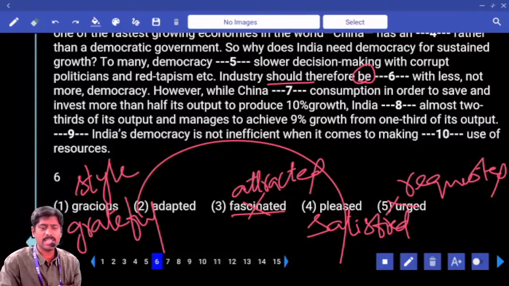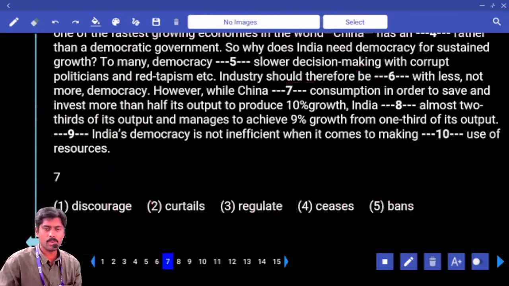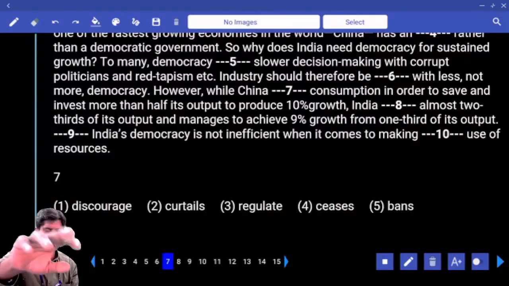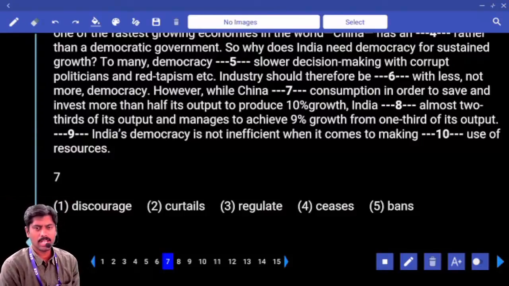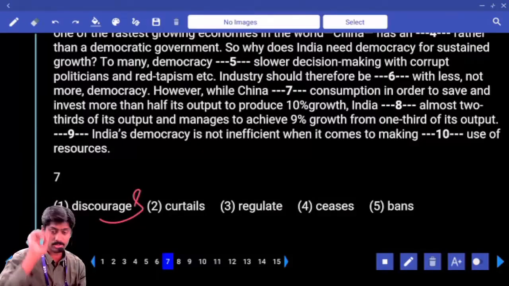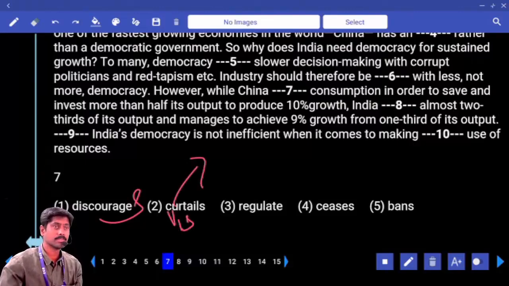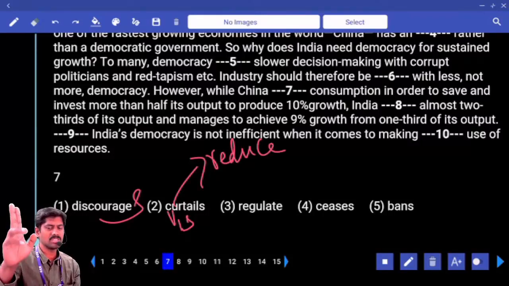However, while China dash consumption, now he's talking about China. Earlier India finished, now China again. China discourages should be there. Curtail, V1S. Curtail means cut the tail, reduce. Curtail means cut the tail, reduce.